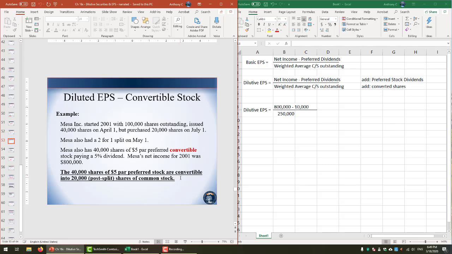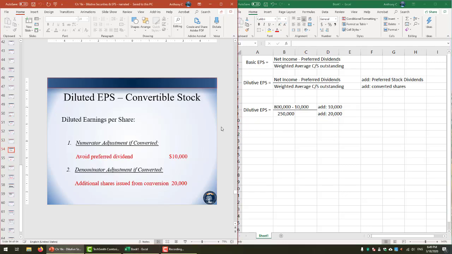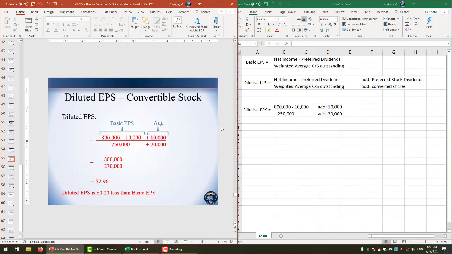Since the stock was already outstanding as of the beginning of the year, we're just going to assume these are converted at the beginning of the year. So we're going to add to the numerator all of the preferred dividends, since this covers all of the 40,000 shares. So we'll just add back the 10,000. And then to the denominator, we don't have to weight the number of shares since they're assumed converted from the beginning of the year. So we're just going to add back the 20,000. Right, so from there, we can just add it in. We can recalculate our diluted EPS, and we would find that diluted EPS is 2.96, which is less than our basic EPS of 3.16 before.